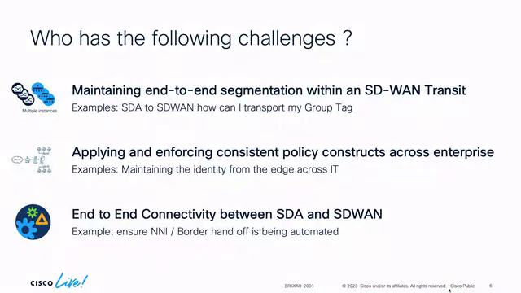Who has the following challenges? End-to-end policy. Take the cool one. Policy end-to-end. Micro-segmentation from the branch all the way to the data center. Anyone? A few? Not yet. Planning for this? Looking into this? Yes, you're here, right? That makes a lot of sense.